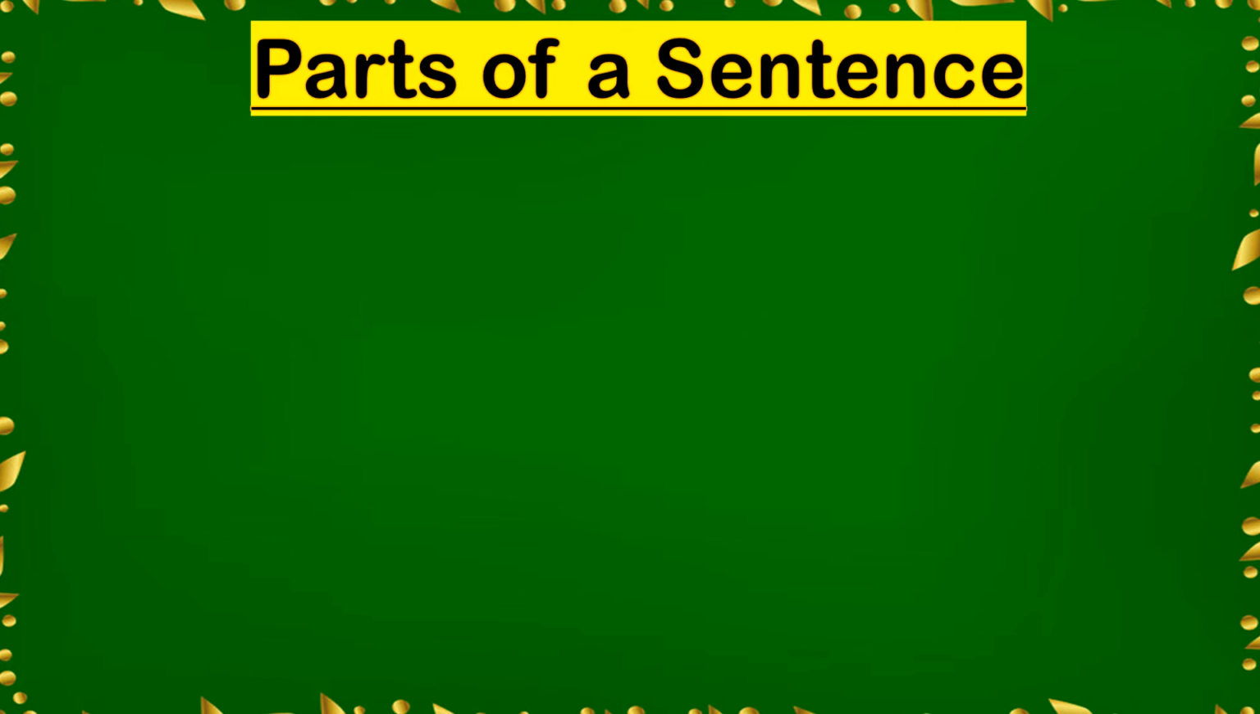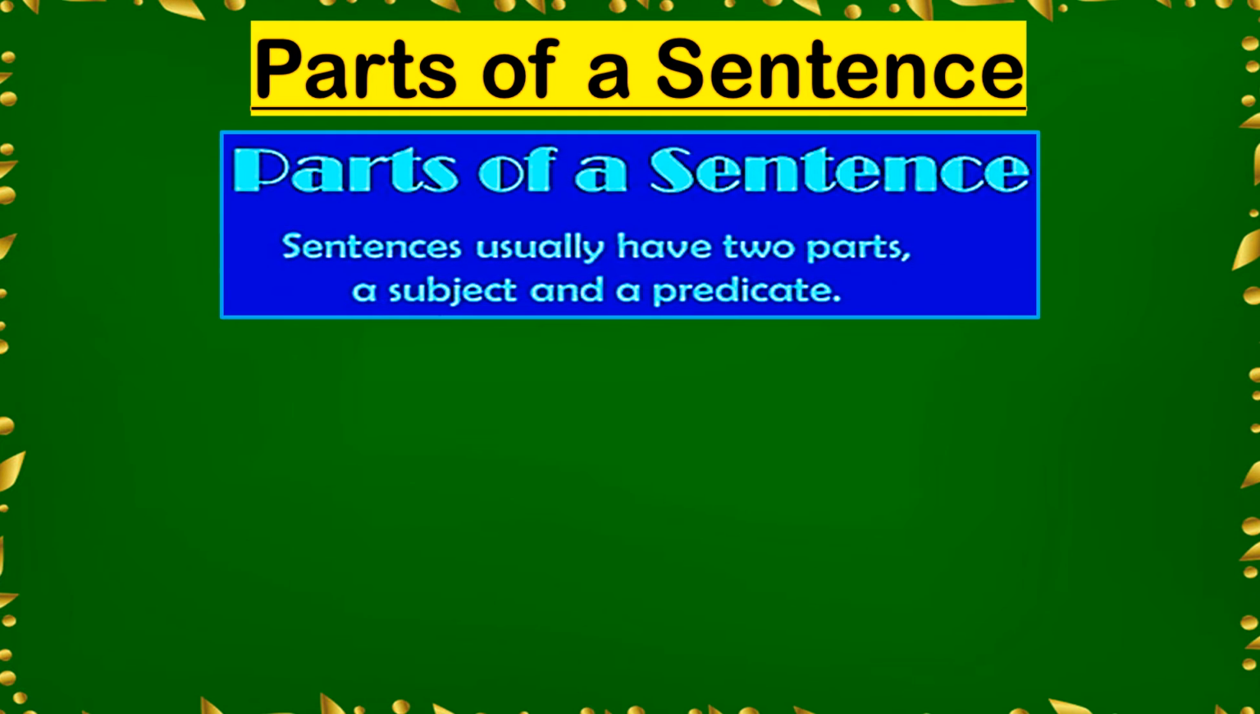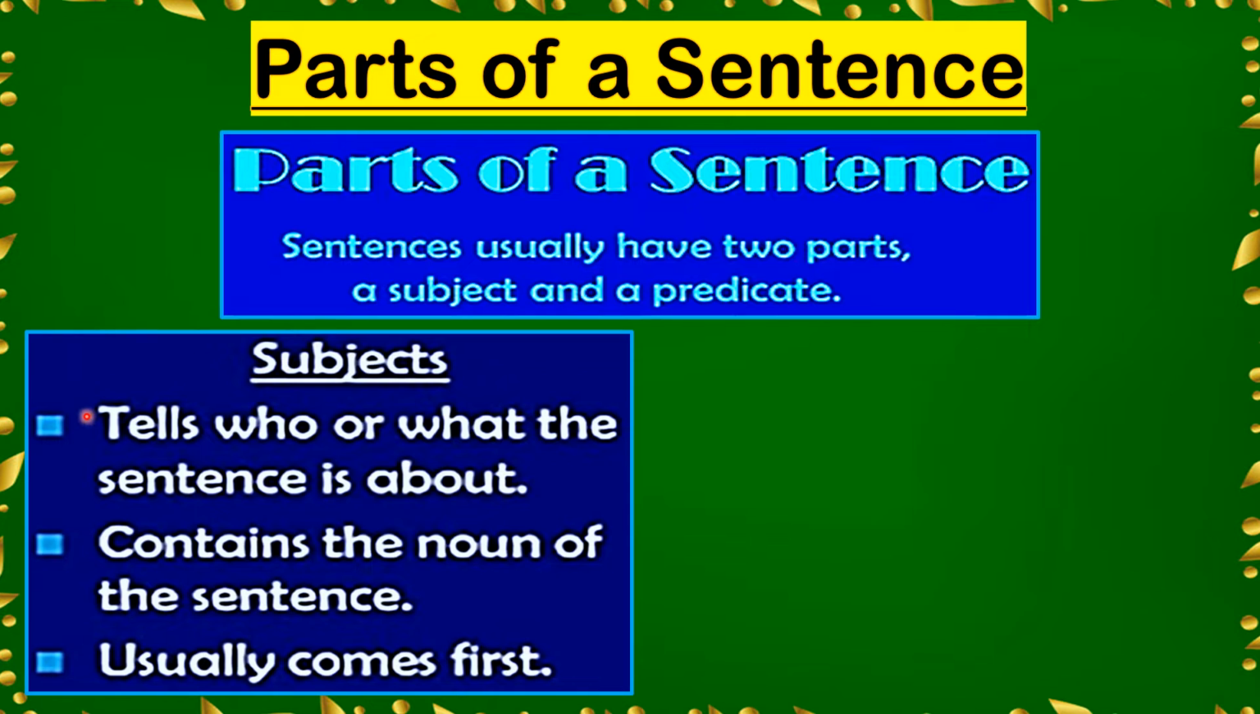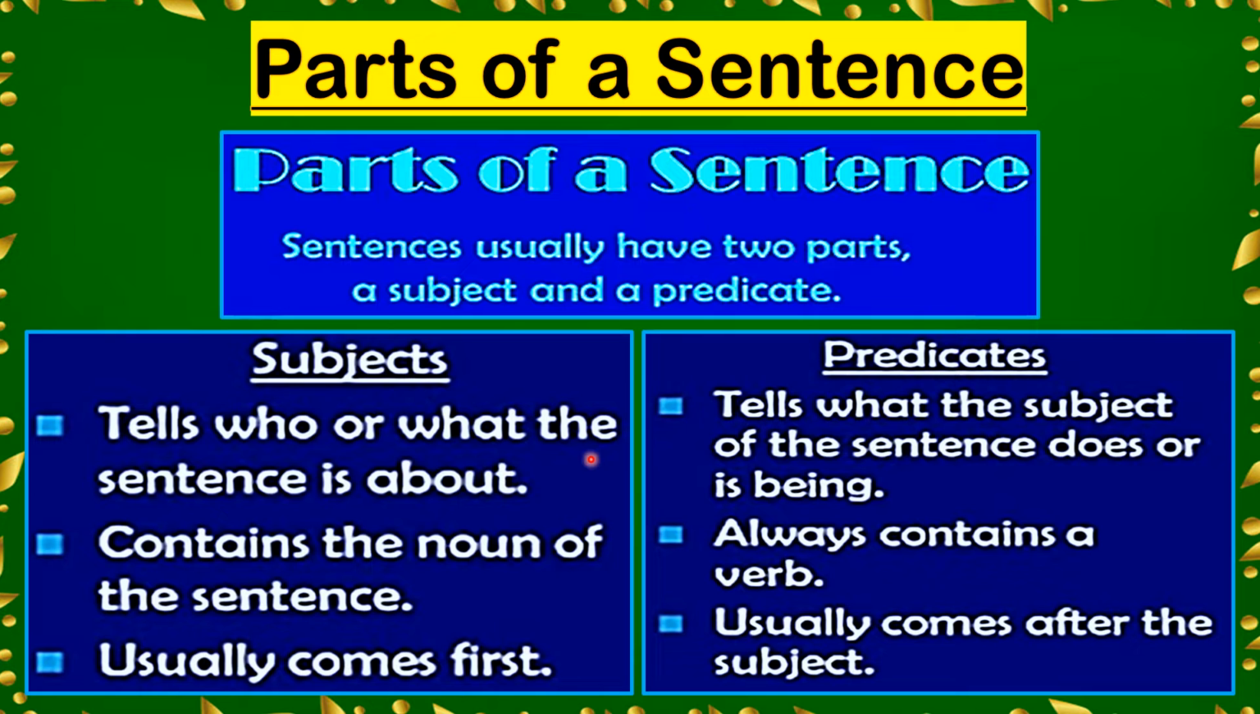Now, class, let us discuss the parts of a sentence. Sentences usually have two parts. They are the subject and the predicate. So, what do you mean by subjects? The subject tells who or what the sentence is about, contains the noun of the sentence, and usually comes first. Predicates tell us what the subject of the sentence does or is being, always contain a verb, and usually come after the subject.